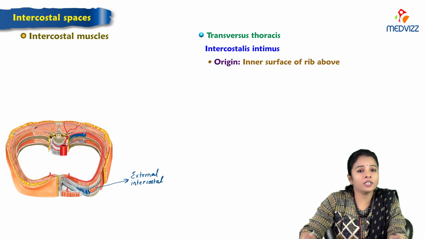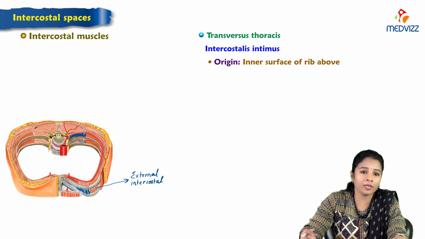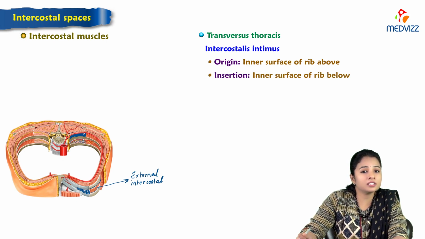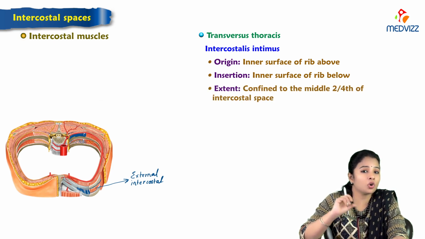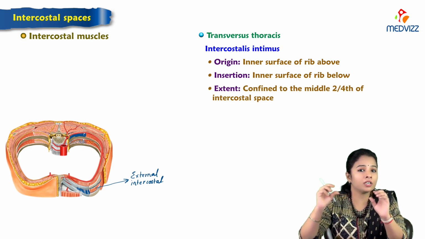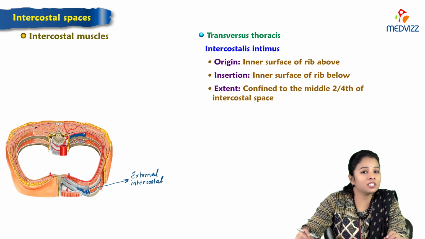The origin of intercostalis intimus, it gets origin from the inner surface of the rib above, and it gets inserted to the inner surface of the rib below. And if we see the extent, it is not present all through the intercostal space. It is just confined to the middle two-fourths, almost the middle half of the intercostal space.